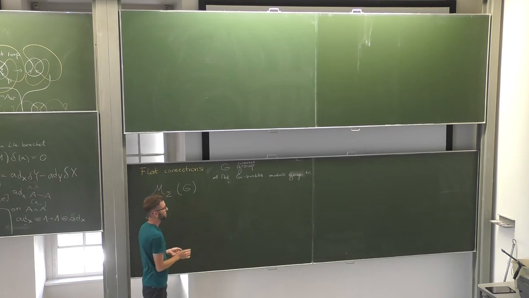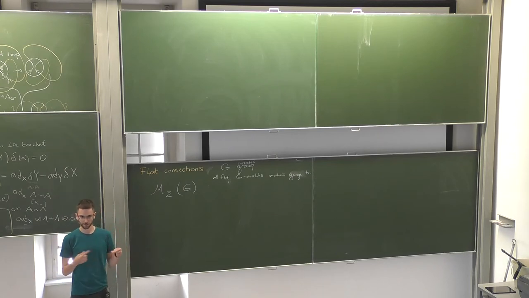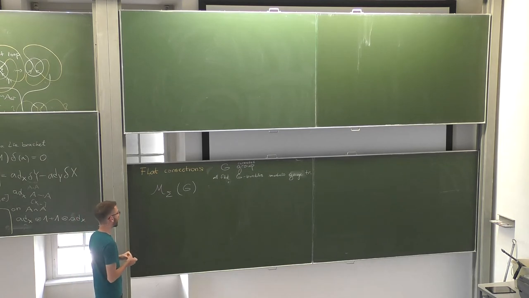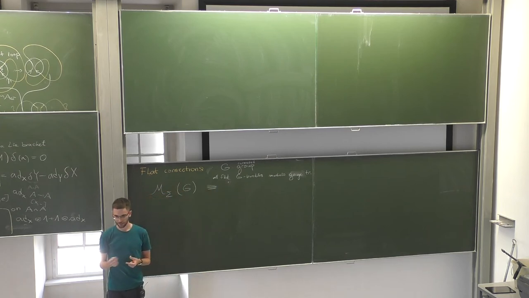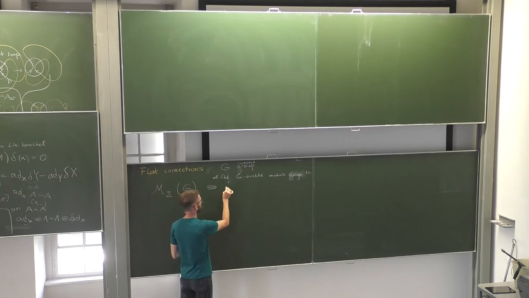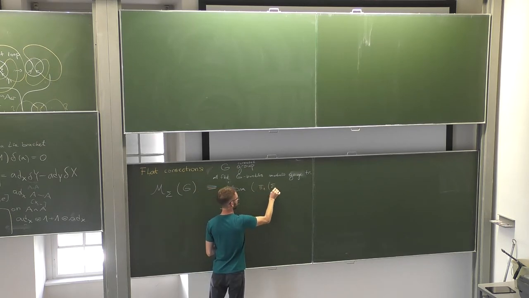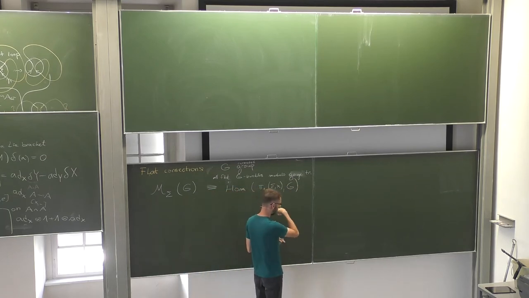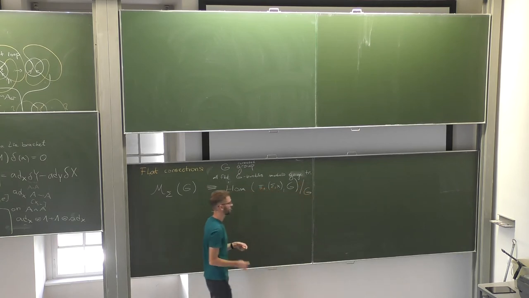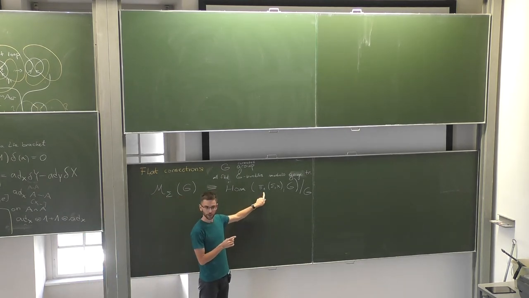You mean connections or bundles? So it's a bundle with a choice of a flat connection. A flat bundle is a bundle with a choice of a flat connection. Yeah, so you also can have non-trivial bundles. Or one can even say that this will be our definition: you look at the space of all morphisms from the fundamental group, you choose some base point, to G, and then you quotient out by the action of G, and the action of G conjugates each element here.